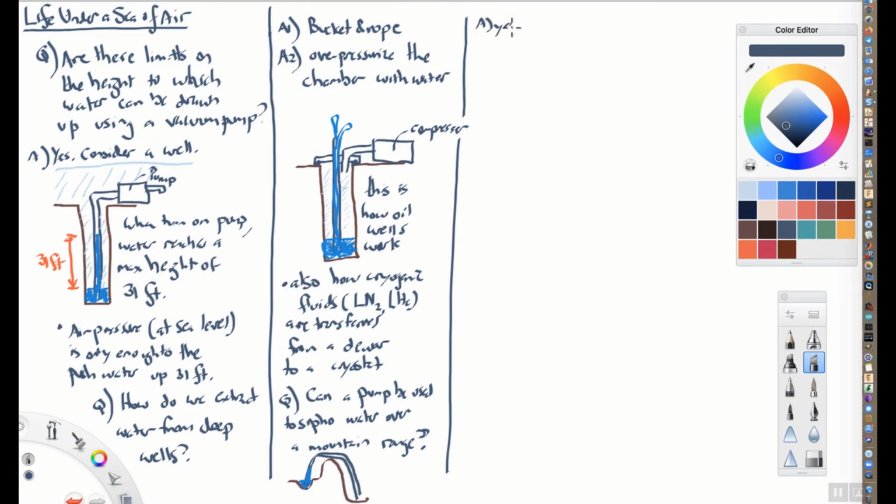So the answer is yes, if the mountain ridge is less than 31 feet high, which few of them are. Okay.